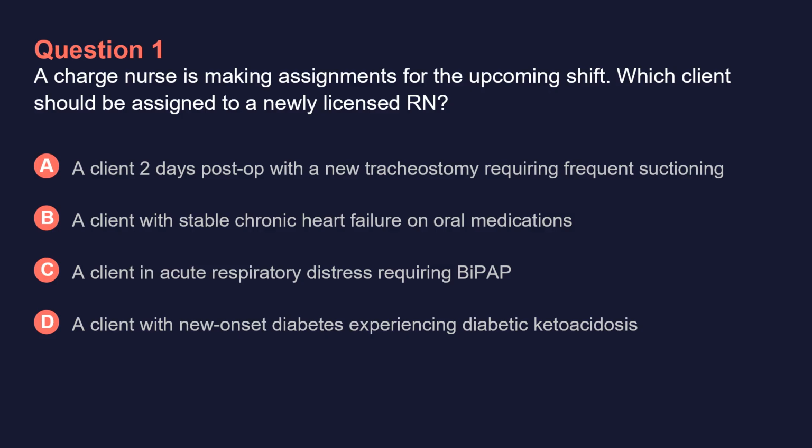Which client should be assigned to a newly licensed RN? A. A client 2 days post-op with a new tracheostomy requiring frequent suctioning. B. A client with stable chronic heart failure on oral medications. C. A client in acute respiratory distress requiring BiPAP. D. A client with new-onset diabetes experiencing diabetic ketoacidosis.